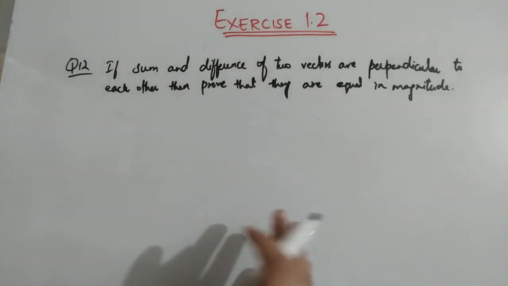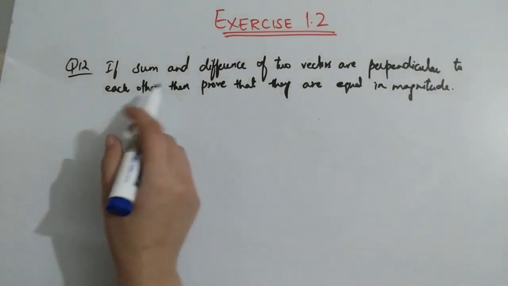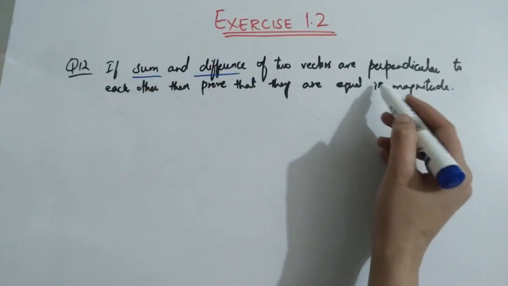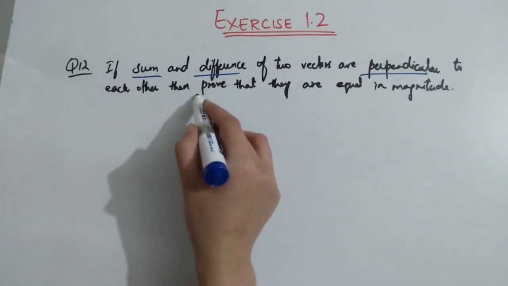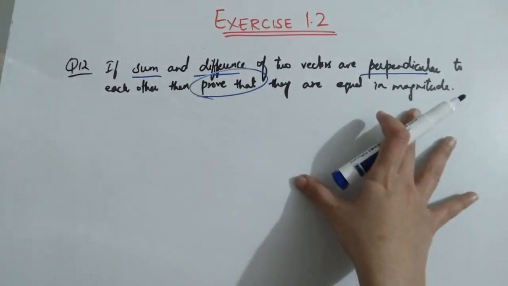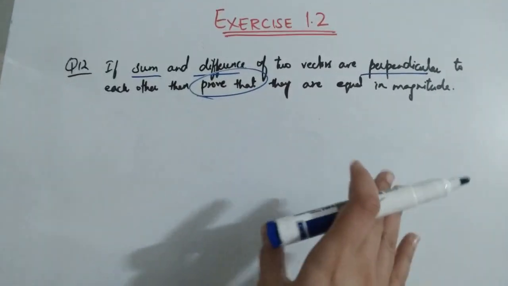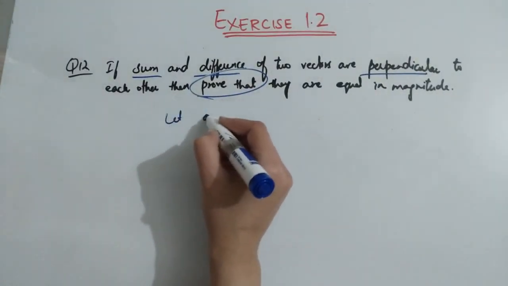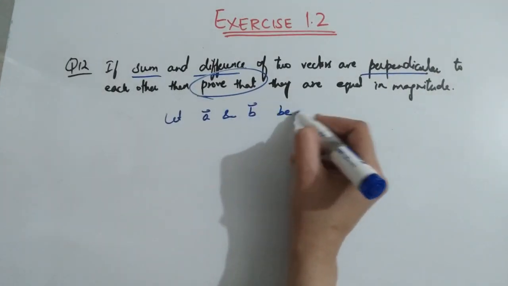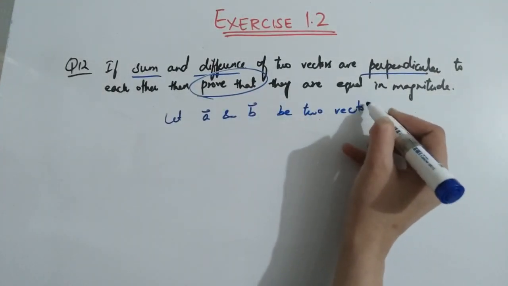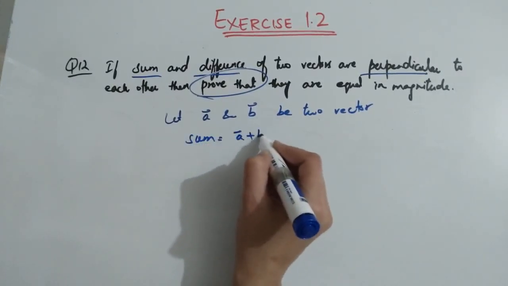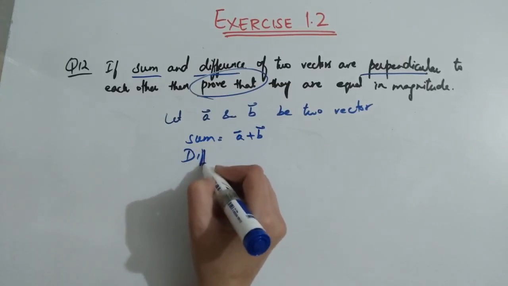The question number 12 requires the proof that if the sum and difference of two vectors are perpendicular to each other, then you have to prove that they are equal in magnitude, that the vectors will be equal in magnitude if their sum and difference are perpendicular. So let A and B be two vectors, any arbitrary vectors. The sum of vectors is A plus B, and the difference is A minus B.